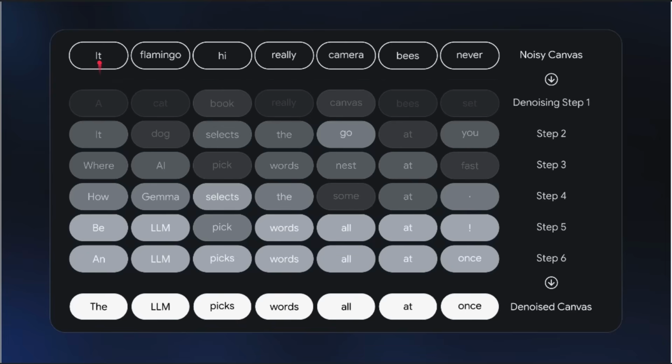So here's an example of that. The rubbish tokens might be: it, flamingo, hi, really, camera, bees, never. Doesn't mean anything. And then slowly it goes through each iteration, changing them. And as you get down here to the lighter grey ones: LLM picks words all at once. The LLM picks words all at once. So that's the final output, having gone through these different iterations where it removes noise and picks a better token for each slot.